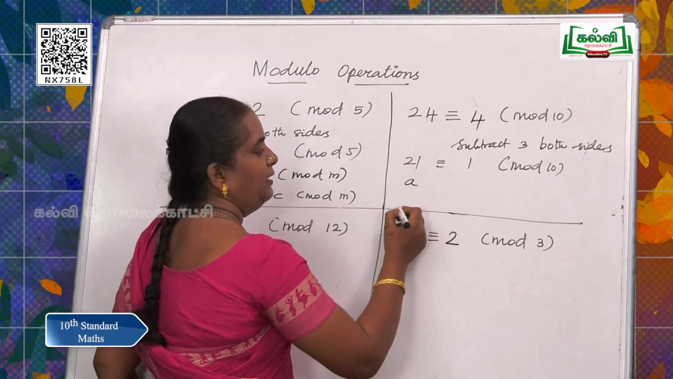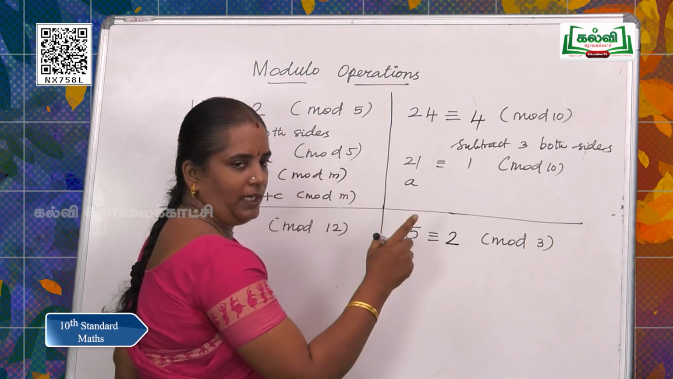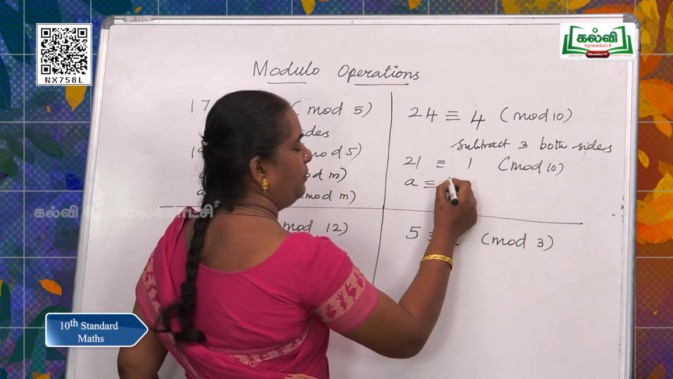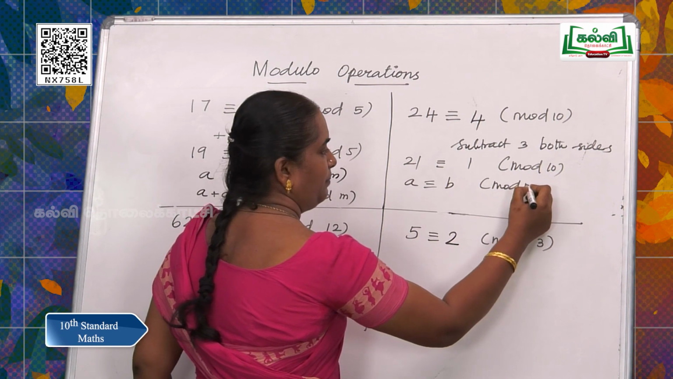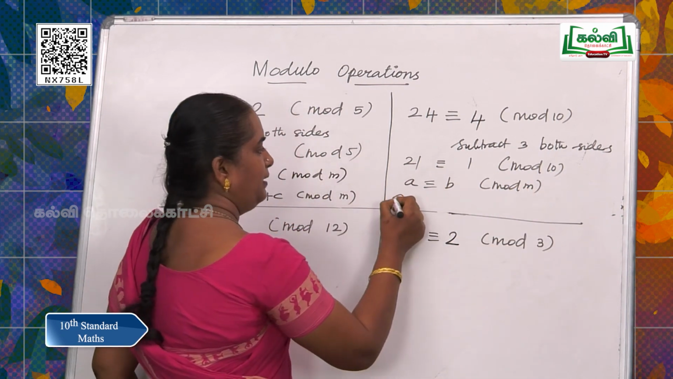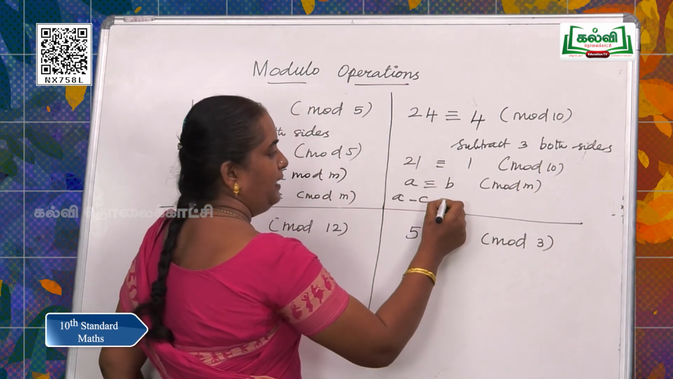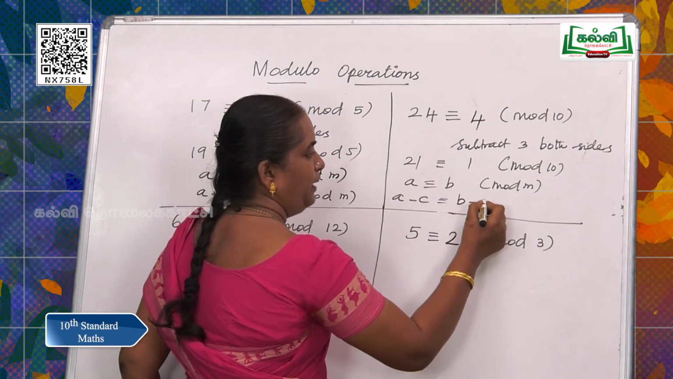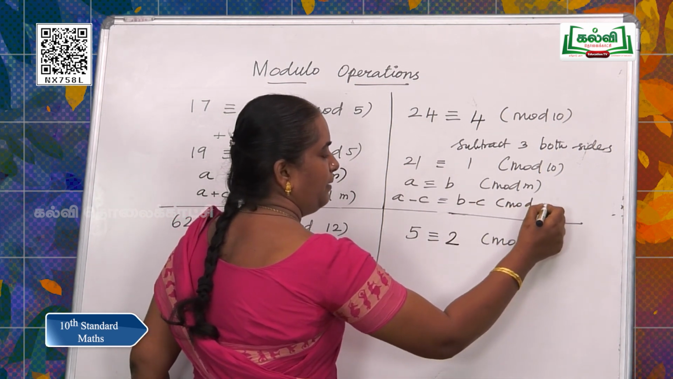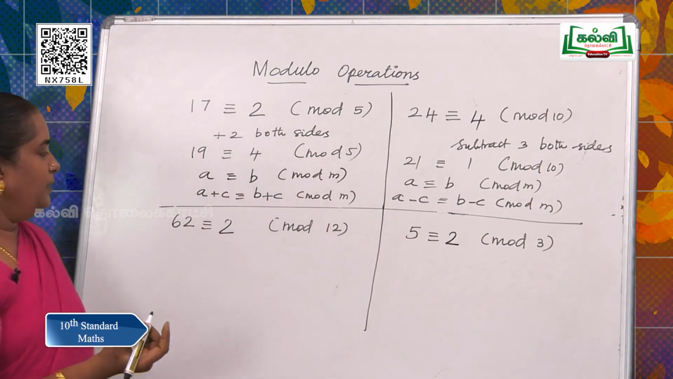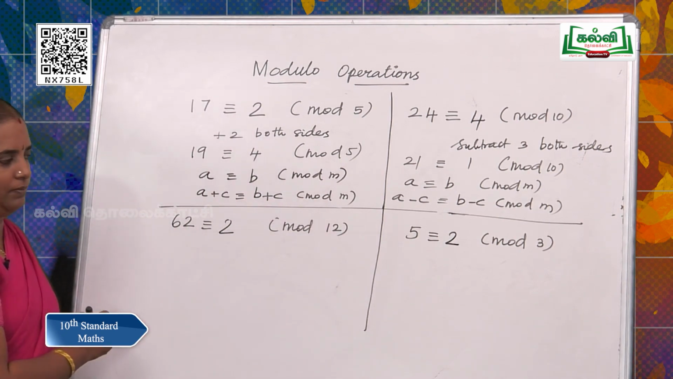So, we can say that if A is congruent to B modulo M, then for any integer C, A minus C is congruent to B minus C mod M. Let us go check with the third one.